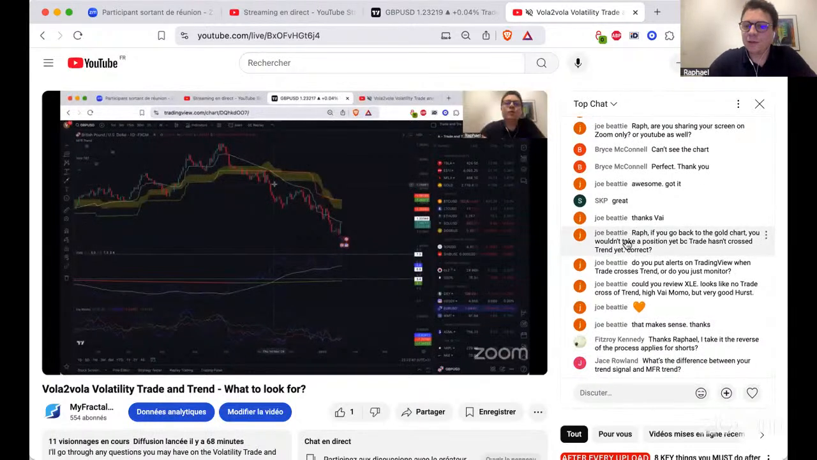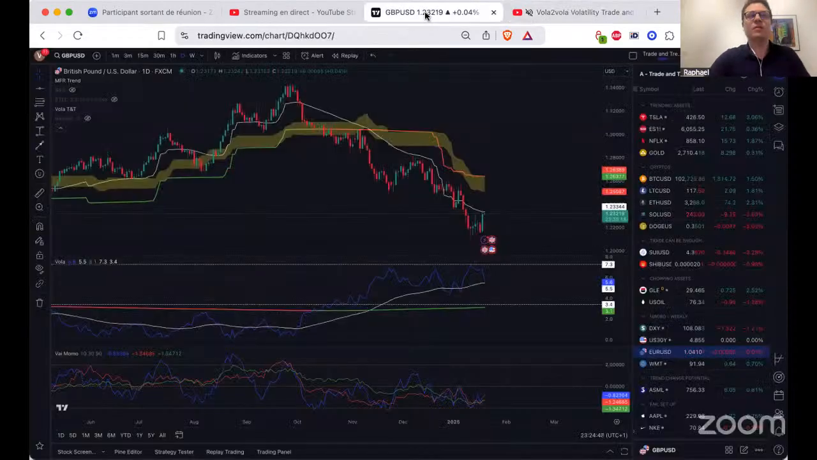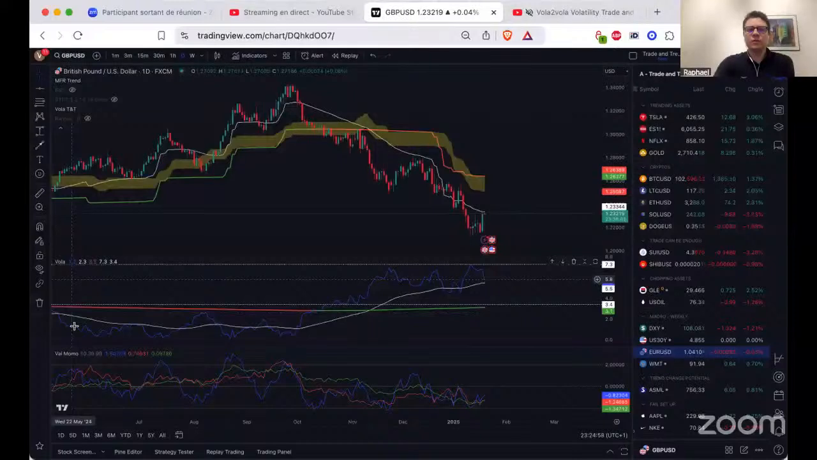What's the difference between trend signal and MFR trend? So my trend signal is purely based on volatility. It has no other input than volatility. The way it was built, I explained at the beginning. I started with this script, the volatility script.